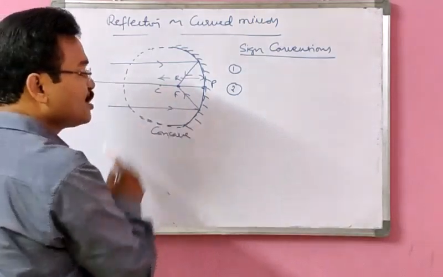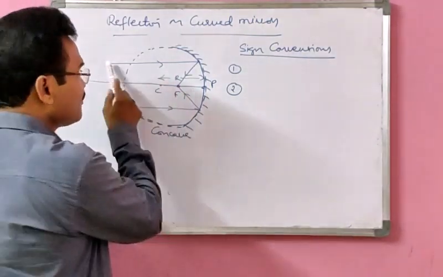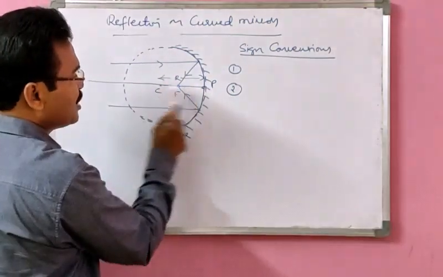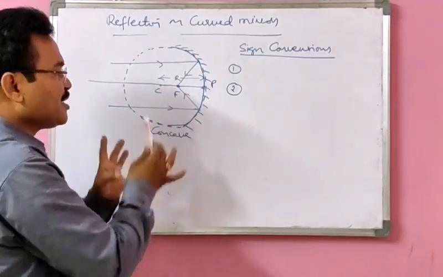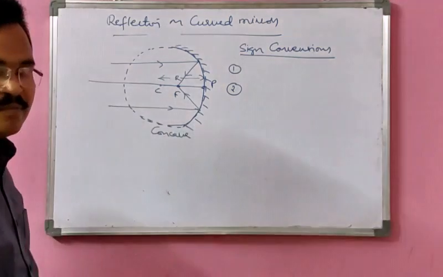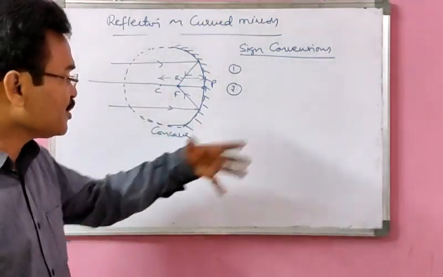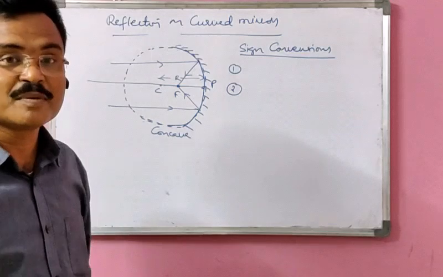Similarly in the case of the focal length. The rays are coming from left to right, but you are measuring the focal length from right to left, means the focal length is negative. So the focal length and radius of curvature of a concave mirror are negative. And if you take a convex mirror, they are going to be positive.